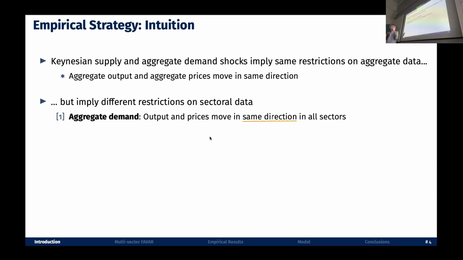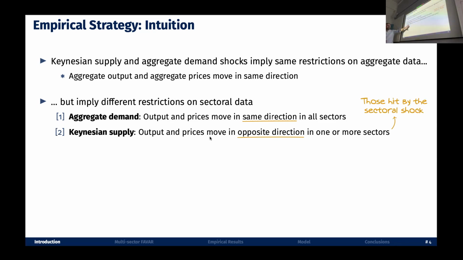So maybe in one sector you have a little increase in prices and a massive increase in output. Maybe in another sector you have the opposite, but still you should have positive movement between these two variables. Output is production. Output is production in this case. Yes, think of it as sectoral GDP, really.